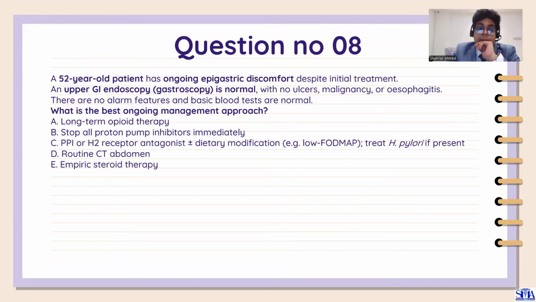Next question. A 52-year-old patient has ongoing epigastric discomfort despite initial treatment, and upper GIT endoscopy shows no ulcer, malignancy, or esophagitis. There's no alarm feature and basic blood tests are normal. What is the best ongoing management approach?